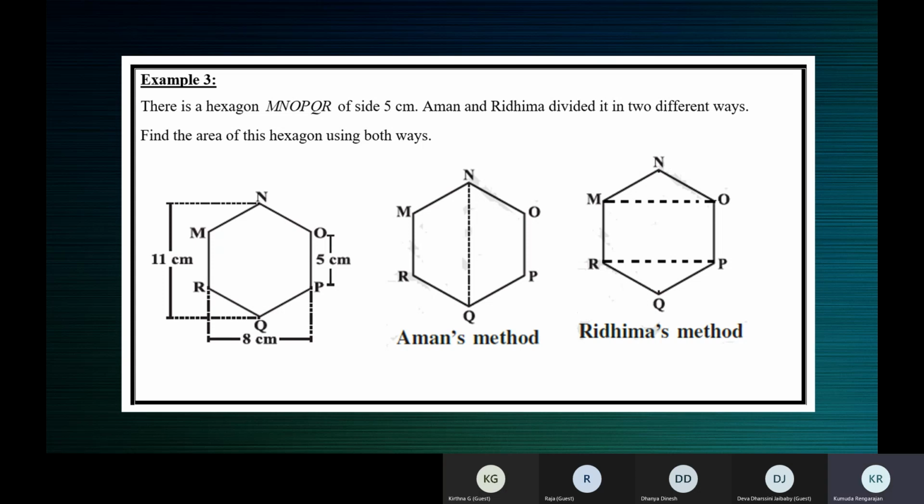All right. Aman and Ridhima divided it in two different ways. You can see Aman's method and Ridhima's method. So they have divided the hexagon. Aman and Ridhima have divided the hexagon in two different ways. Find the area of this hexagon using both the ways.